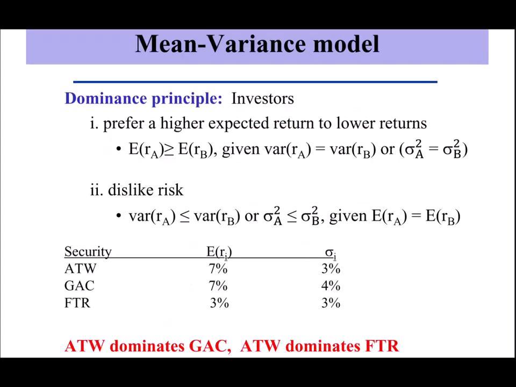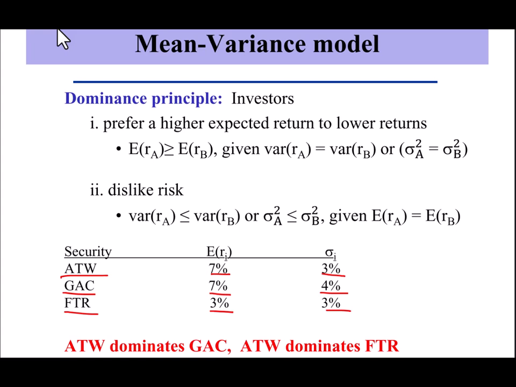So what is the mean variance model? Based on the historical data, we can compute the mean, variance, and covariance for all the stocks. For example, we have 3 stocks here, ATW, GAC, FTL. For the expected return for the future, we compute this number from the past historical data. Let's say the average return from historical data for ATW is 7%, GAC 7%, FTL 3%, and we compute the standard deviations for ATW, GAC, FTL using historical data.